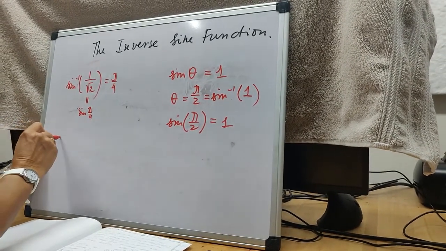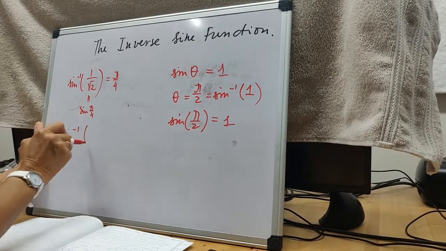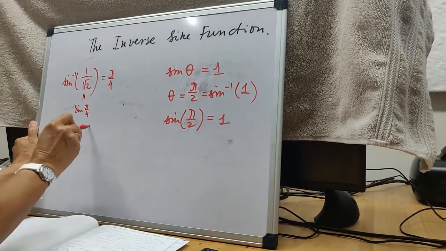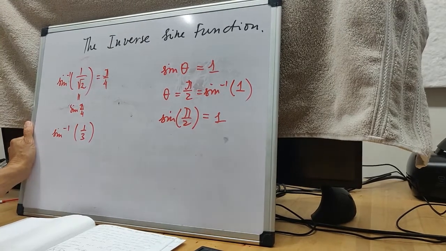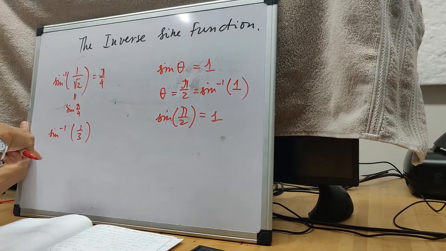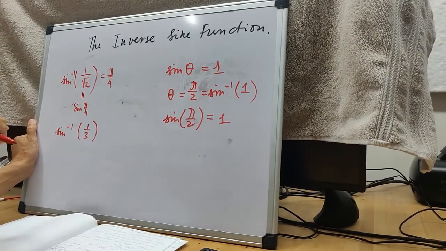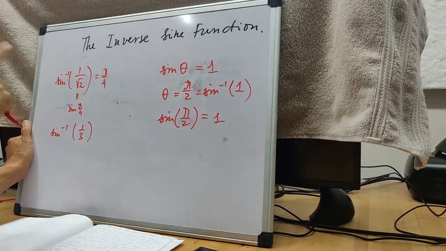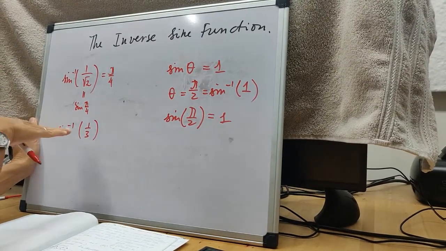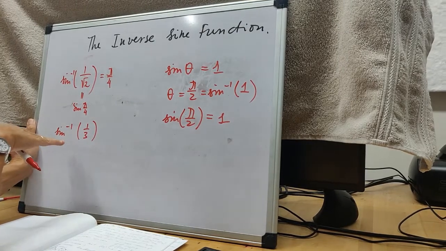Is it always going to be a number here from a table? Not necessarily. You actually can have something like this: sine inverse of 1 over 3. And there is no 1 over 3 in our table of sines. We do have 0 there, we have square root of 3 over 2, we have 1/2, 1 over square root of 2, we have 1, but we don't have 1 over 3.